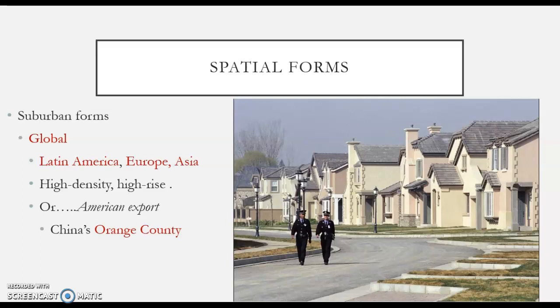And you can see in the picture on the right-hand side of the screen two police officers walking through a neighborhood that looks like one you would find in Southern California. The architectural design looks like that you'd find at Newport Beach or Manhattan Beach in Orange County, California. This type of living becomes a cultural export for other countries.